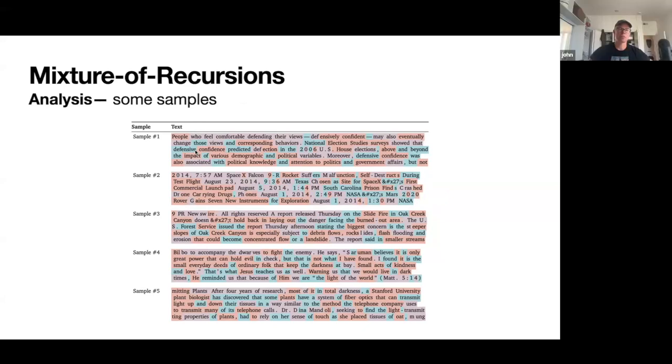Reza, in that plot, is blue low recursion? Blue is 1 recursion, purple is 2 recursions, and the other one is 3 recursions. Okay, cool. That makes sense.